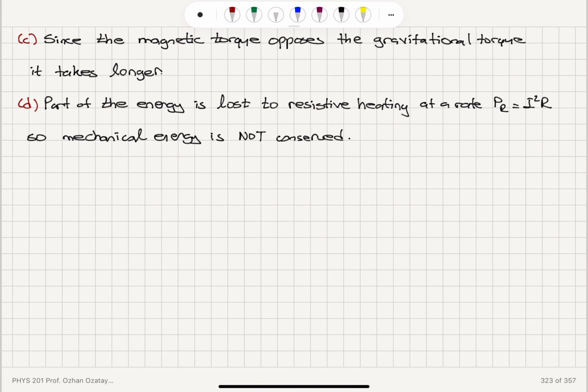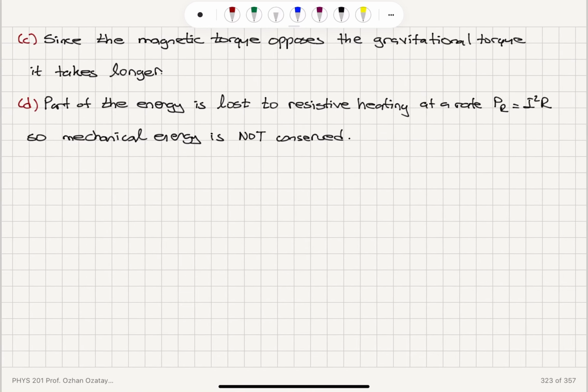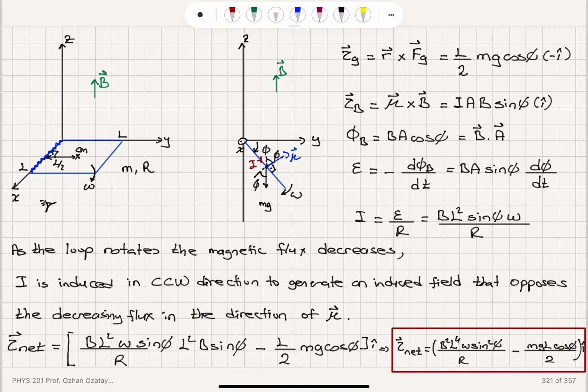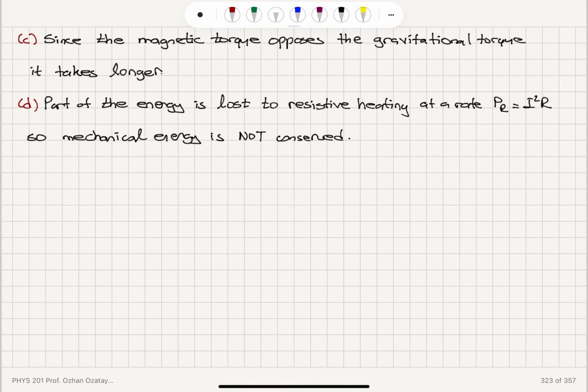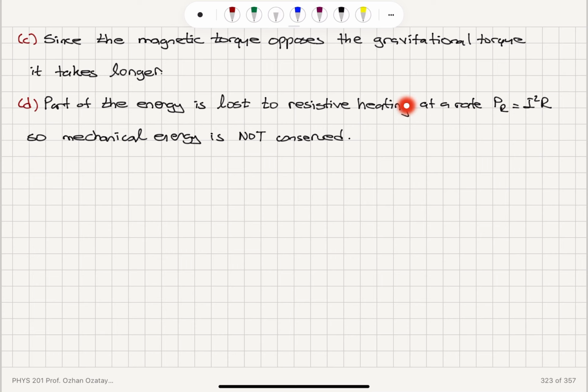The magnetic torque is opposing the gravitational torque. So if we didn't have this magnetic field, it would take a lot less time to come down. So with the magnetic field being present, it takes longer for the loop to make its 90-degree turn here. And because in this process, the induced current flowing through the loop encounters this resistance R, there is resistive heating I squared R. So part of the energy is lost to resistive heating. So we cannot talk about conservation of mechanical energy in this problem.